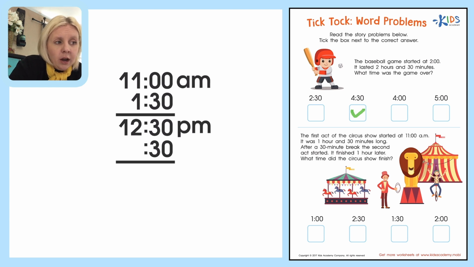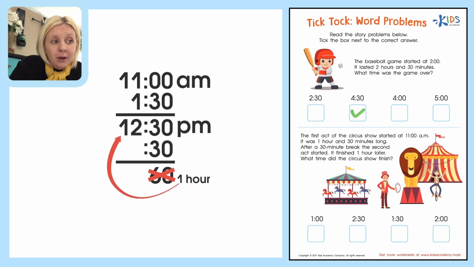Now, when we add this up, 3 and 3 is 6, and 0 and 0 is 60. Now, we don't say 1260. That's not a time. Any time that we've got 60 minutes, it equals 1 hour. So actually, I'm going to just put right over here 1 hour. We're going to add 1 hour on top of 12 o'clock. So 12 plus 1 would be 13, but there's no 13 o'clock.